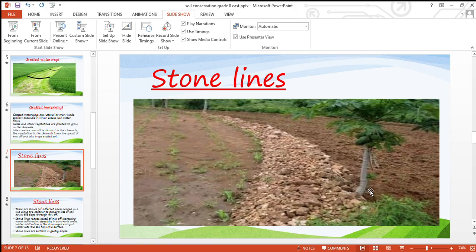We have stones which are heaped together, or have been collected together. What could be the reason why a farmer decides to use a stone line? What could be the reason? Share with your friends. What could be the reason why a farmer decides to use a stone line instead of trash line? What would be the reason?